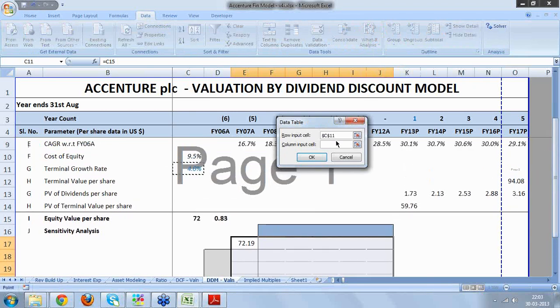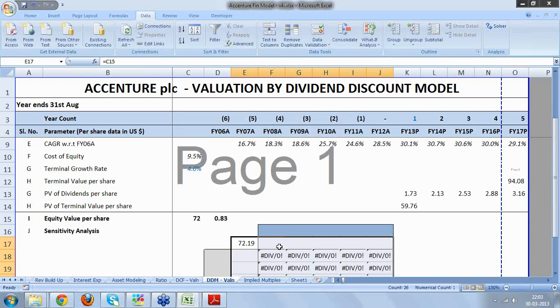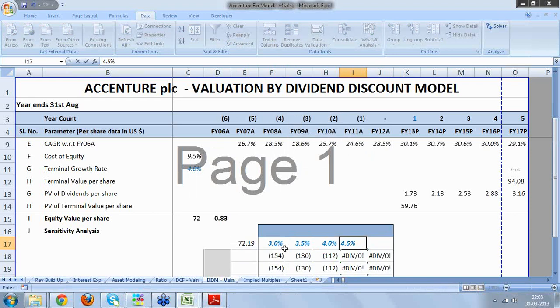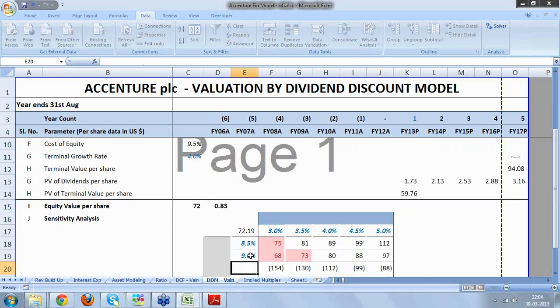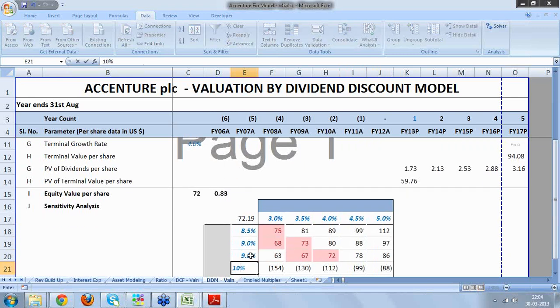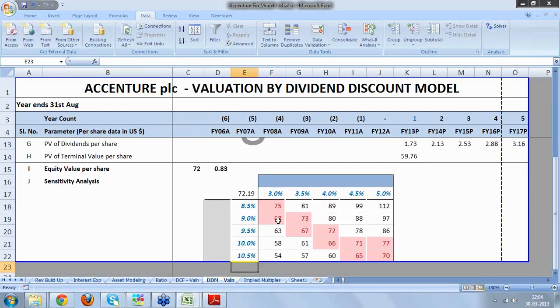So row input is 4%, column input is 9.5%, then you choose, so assign a value here, and you will see that things are working out for you. And similarly, exactly the same thing, 8.5% to 9%, 9.5%, 10%, 10.5%. Then again, choose on the basis of conditional formatting a value which is 10% on the lower hand side or 10% on a higher hand side.